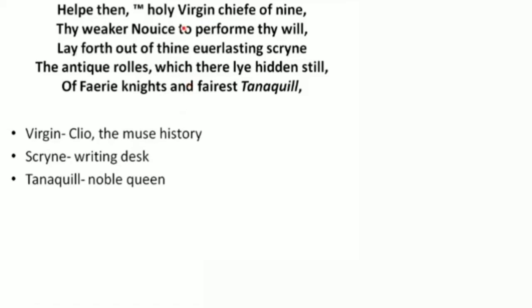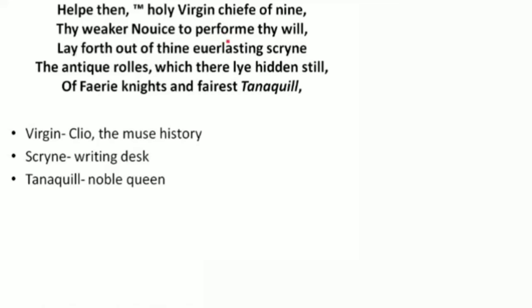He asks the muse. Virgin is a reference to Clio, who is the muse of history, and she is the chief of all these. So this is a reference to Greek mythology. Thy weaker novice to perform thy will. So this is your will. You have advised me, you have asked me to write this sort of poetry, to talk about the heroic deeds of the kings and knights and soldiers and ladies. So I have undertaken this task. So thy weaker novice, I am a weak, a humble fellow.